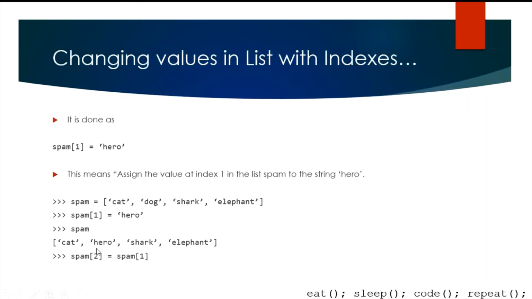Now in the next line you can see a different operation: spam[2] = spam[1]. I'm saying the second index is also equal to the first index. So what am I going to get? If I print spam, I'm going to get hero printed 2 times, in the first index as well as in the second index, because I said that the second index of spam is equal to the first index of spam.